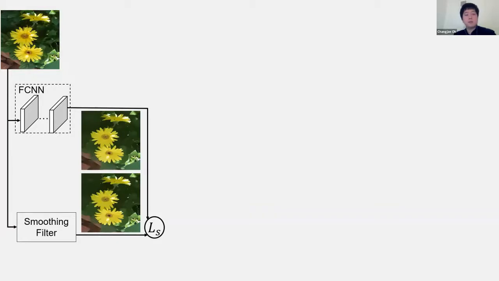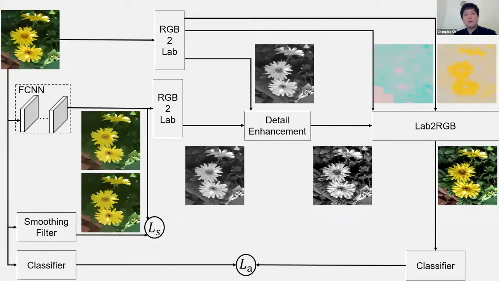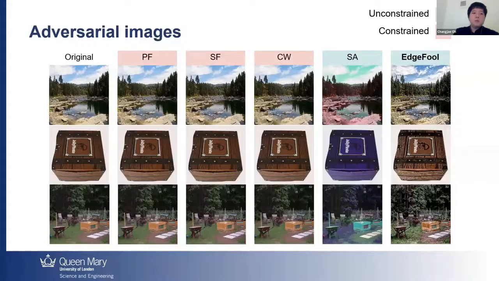This structure image can be used to extract the detail from an original image to perform image enhancement. And lastly, we also add an adversarial loss to mislead the known classifier. This training can be done in an end-to-end manner so that we can obtain the adversarial image with an enhancement output. Okay, let me briefly introduce the result with some images.